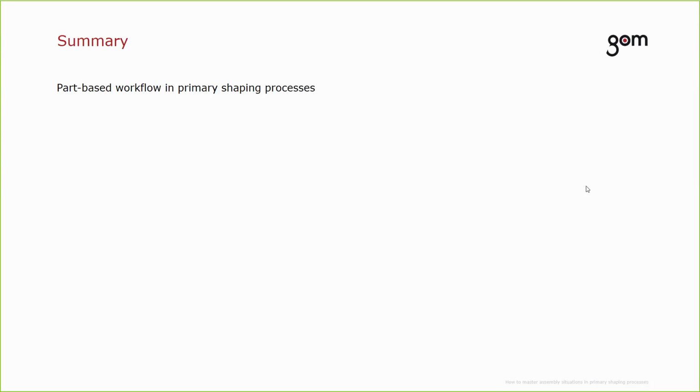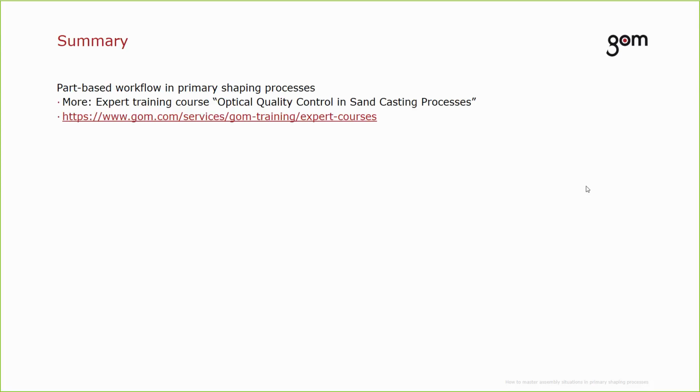In general, you have seen how the part-based workflow works in a primary shaping process. I discussed different problems during measuring and inspecting assembly situations and how to address them with a part-based workflow. As an application example, I chose a section of a sand casting process chain. Application-specific details were covered very briefly. If you are interested in sand casting, feel free to attend our training course about that topic.